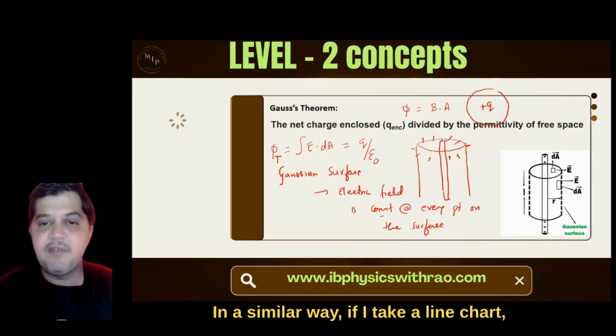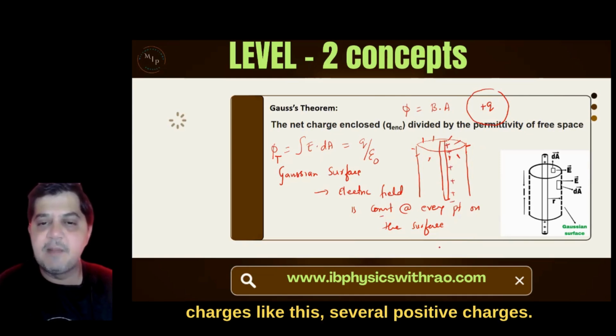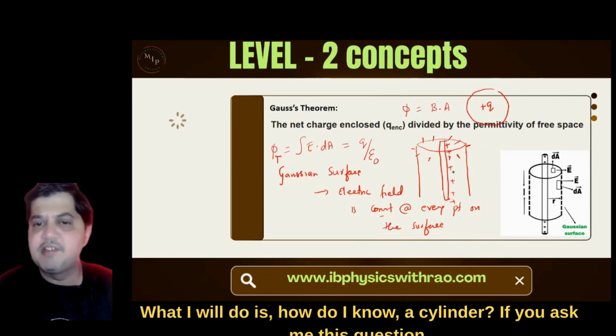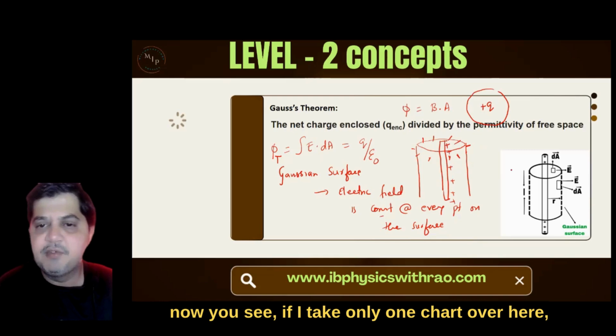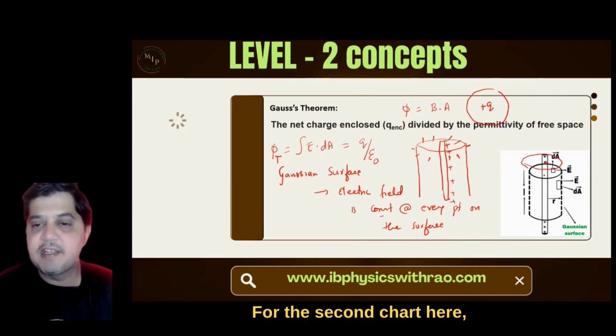In a similar way, if I take a line charge, what is a line charge? A line charge is nothing but several positive charges like this. How do I know it's a cylinder? If you ask me this question, see, if I take only one charge over here, for one charge I will draw one circle here. For the second charge here, I will draw one more circle here.